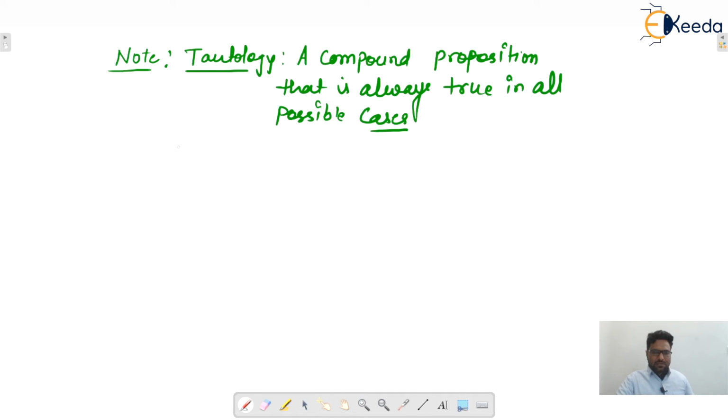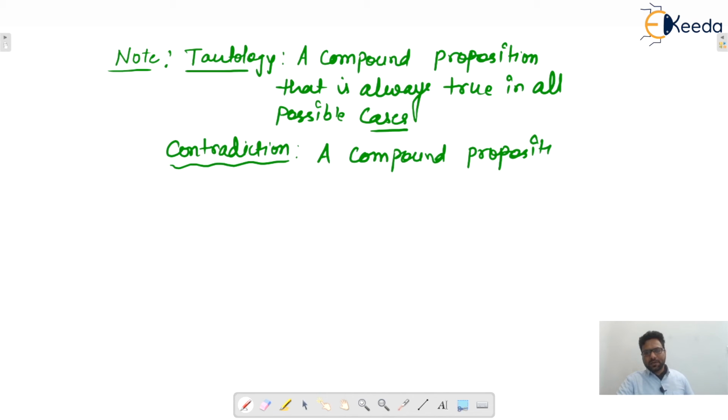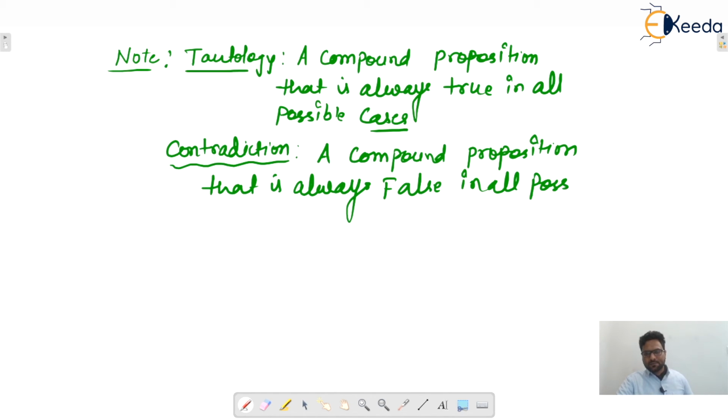Okay. Next one is contradiction. So what is contradiction? We can say that a compound proposition that is always false in all possible cases is known as contradiction. And the third one is contingency.